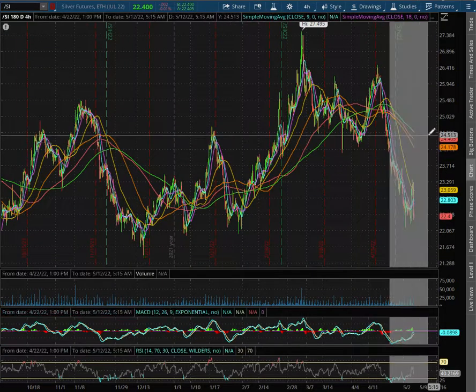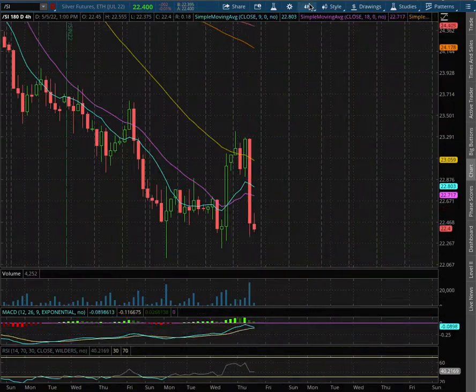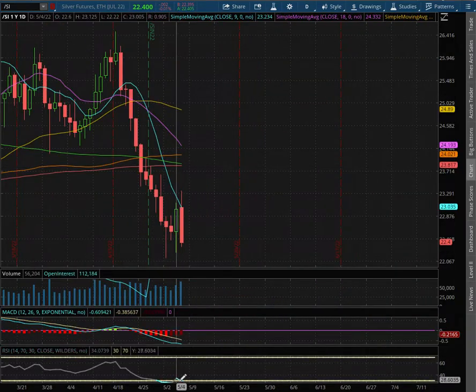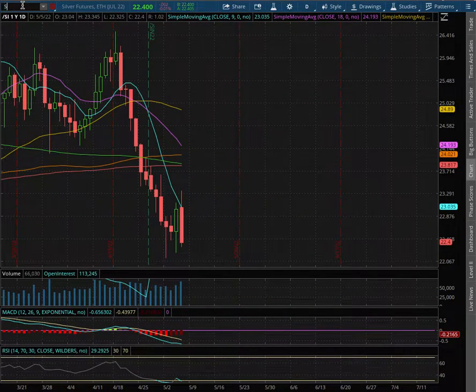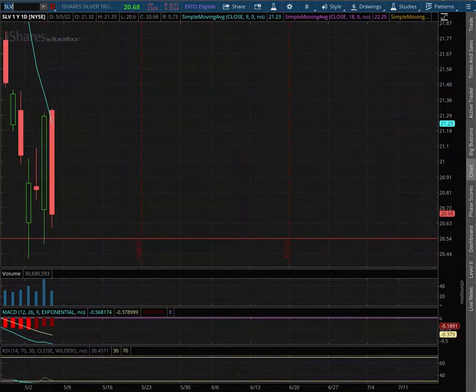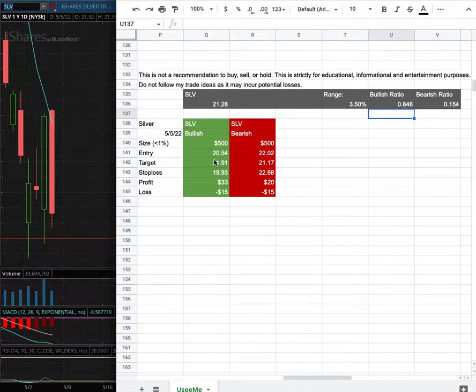With the 4 hour chart, we remain in negative MACD, seeing signs of a divergence. And as with the daily chart, we are in negative MACD and at oversold levels with the RSI. And as with the trade idea, I'll be trading SLV. My trade position size is less than 1% of my portfolio.